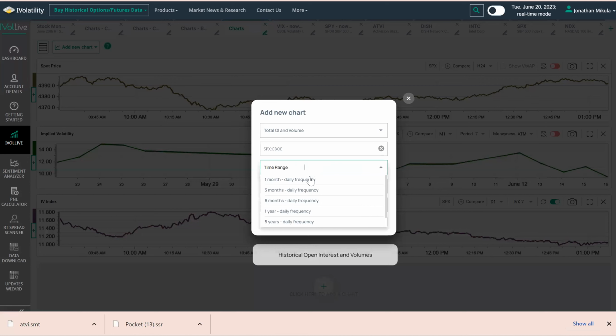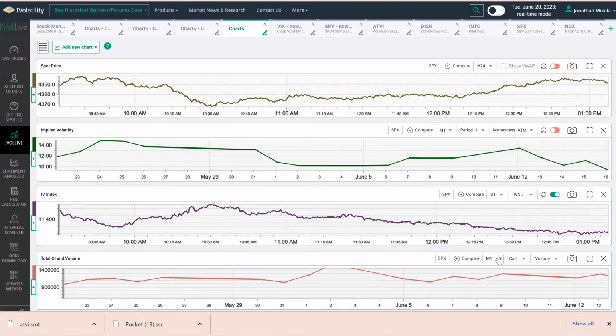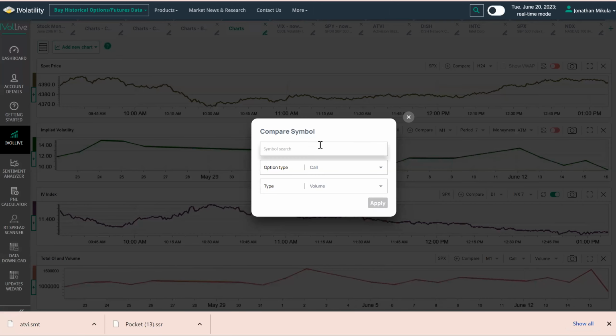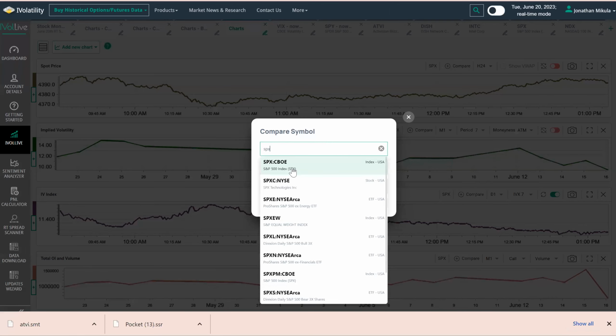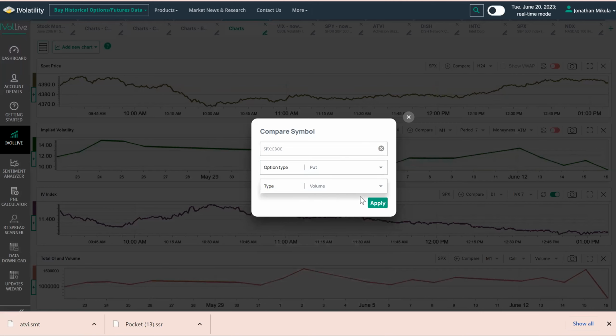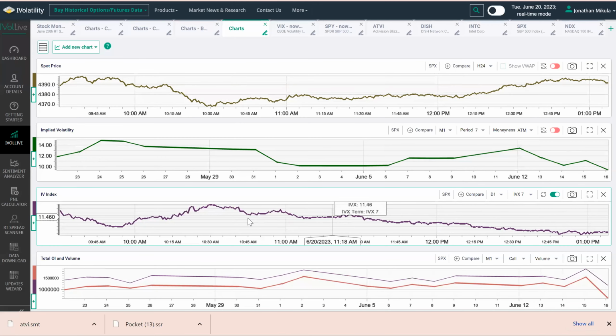So then you can drill down on 1 month, call. Let's do volume. And then just real quick, teachable moment. We gotta love these teachable moments, right? SPX, and then we want puts, we want volume. So now you could see this is a beautiful layout, and I just made it within like 2 or 3 minutes because we have our spot price, implied volatility, our IV index, and then we have our open interest and volume. So we could see volume for SPX has been declining over the past month.